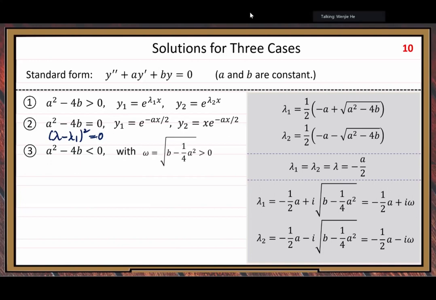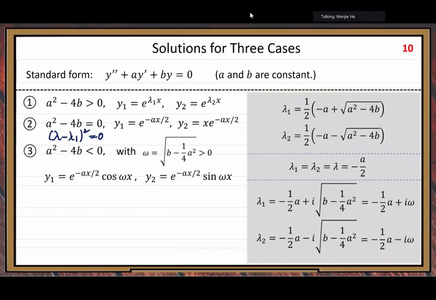y1. So here, omega. The e part corresponds to the real part of lambda 1, lambda 2. Lambda has a real part, negative 1/2 times a. You use the real part to write the e function, e to that real part times x. Then the imaginary part, omega, you use cosine and sine: cosine omega x. That's y1.